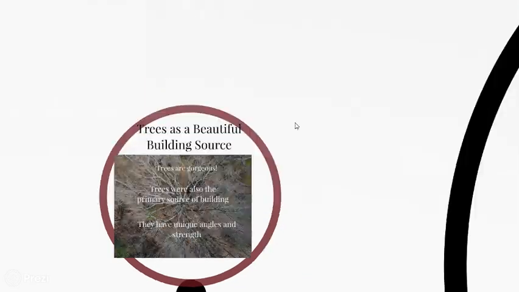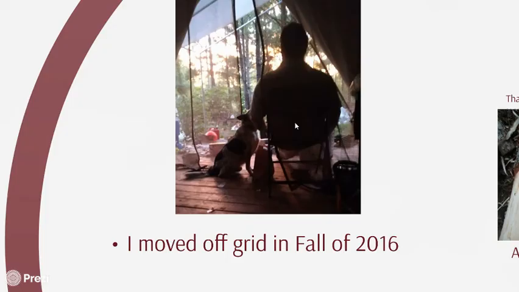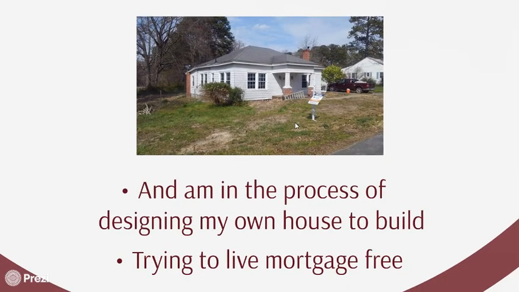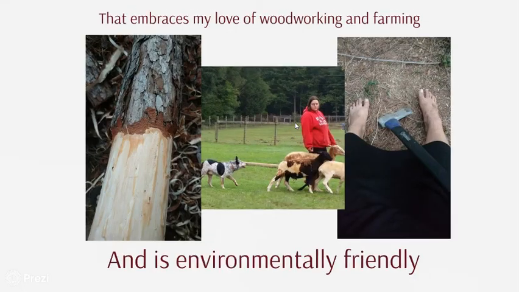For the last year and a half, I've lived off-grid, no water, no electricity, and no bills. I put the house that I bought onto the market and will use the profits from repairing it to purchase land to build my own hyperlocally sourced house for as low a cost as possible, trying to live completely mortgage-free.